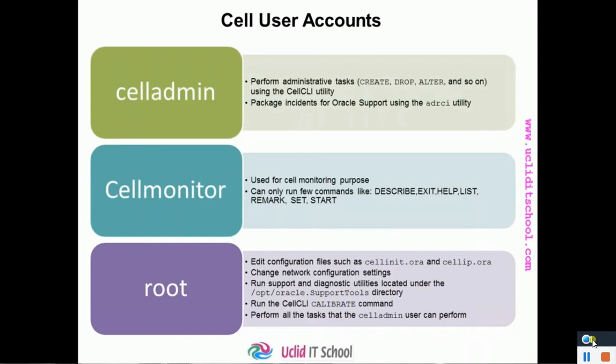Then there is another command called calibrate. Calibrate will calibrate your hard disks and check the performance of each storage device attached to the cell. Sometimes you may feel one of the disks is underperforming. So you can run the calibrate command on that disk, and that way you will know whether the performance of the disk is normal, or whether it has some problem. That calibrate command can be run only as root user. These are some additional tasks that require root access. Other than this, you can run all cell admin commands with the root account also.